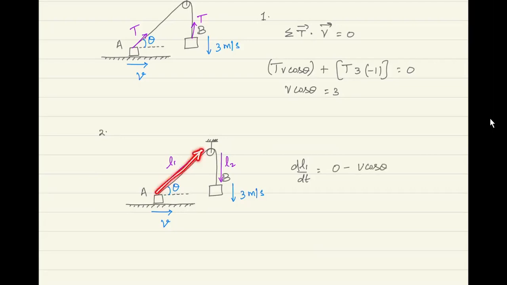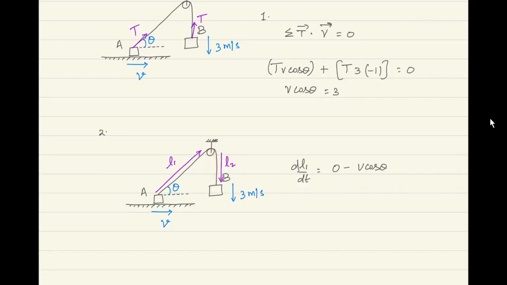If you measure L1 with the arrowhead pointing towards the pulley, along the string connecting the two objects, then dl1 by dt will be the velocity of the pulley along that arrow of L1 length, and the velocity of the other object along this particular line. You will take the relative velocity. So dl1 by dt will be 0 minus v cos theta. And note how L2 is measured from the pulley to the block.